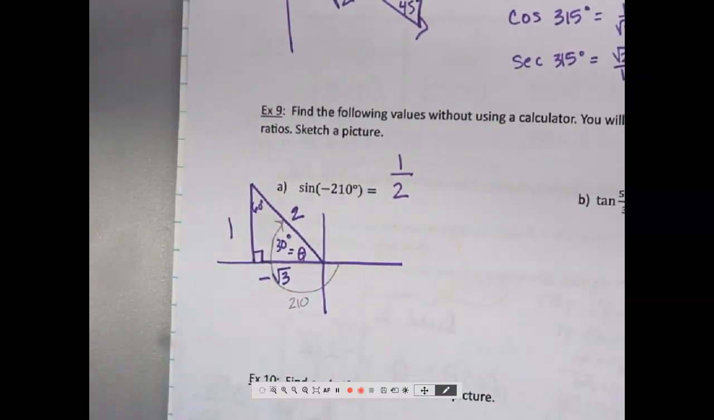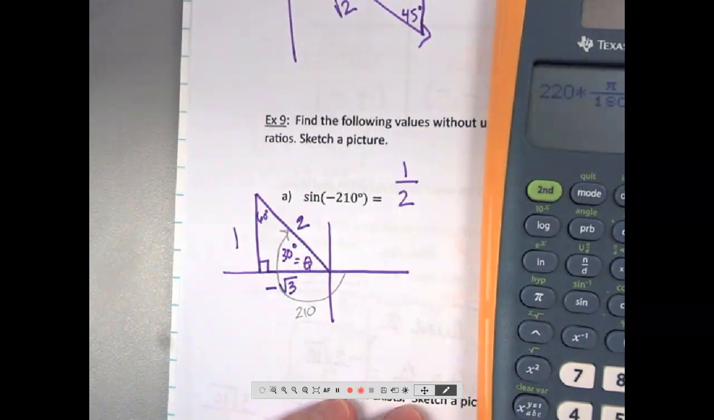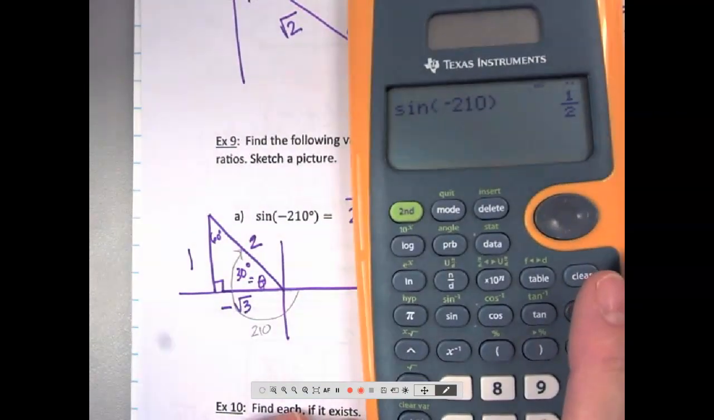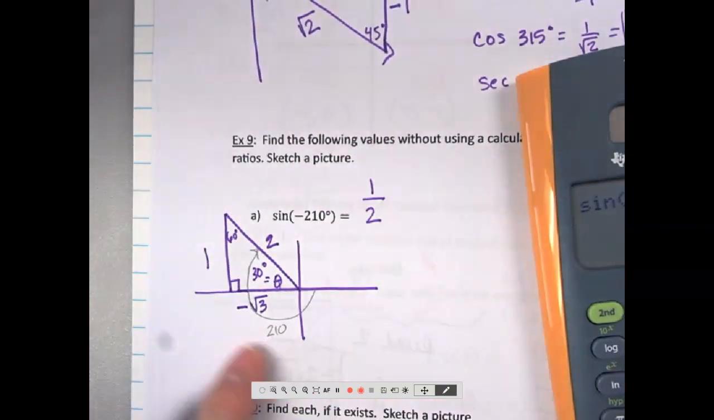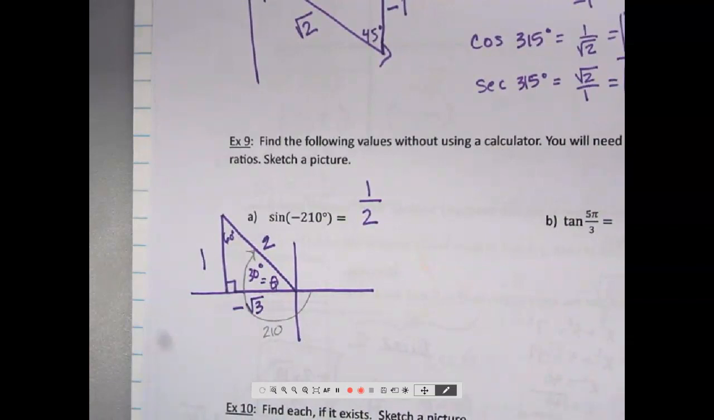Okay, and if I were to check that, and just doing it on your calculator will not be enough on the quiz, I will need to see the picture. I will need to see the sides labeled. But can you check your answer from here? Absolutely. I'm going to make sure I'm in degree mode, and I'm going to type in sine of negative 210. And I get 1/2. Okay? So you can check it on your calculator, but this is what I will need to see on your paper. But at least it'll let you know if you're right or not.